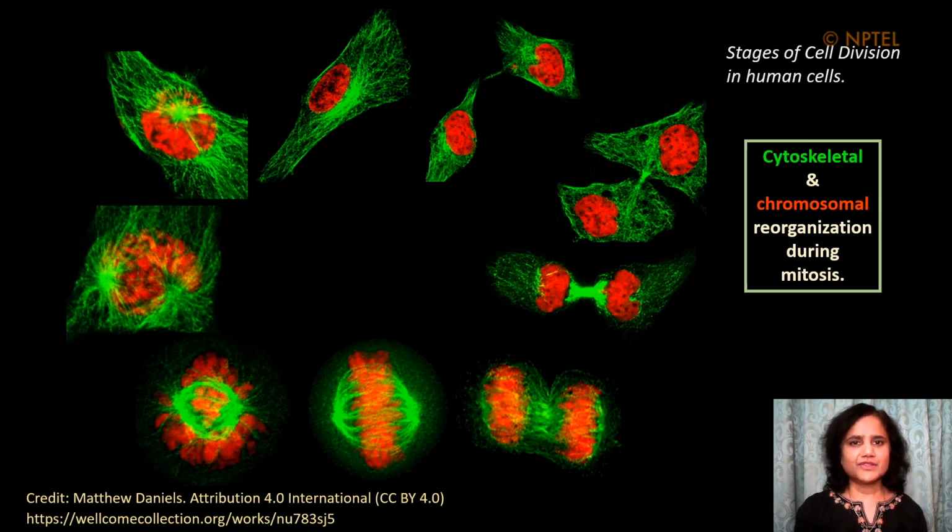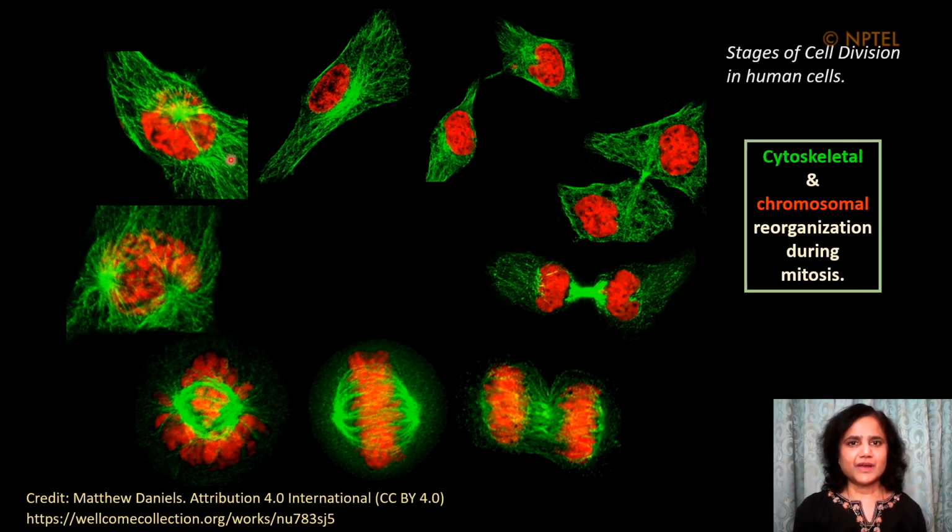This set of images shows human cells showing the stages of cell division, starting with interphase. The cytoskeleton or tubulin is what is of interest to us in this lecture. It is depicted in green. We can see the changes in the organization of the cytoskeleton as the cell goes through different stages of the mitotic cell cycle.